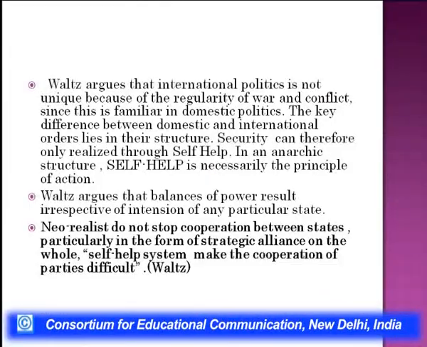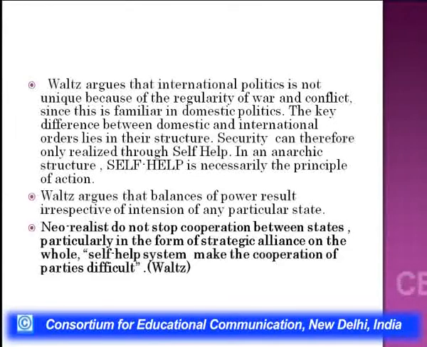Waltz argues that international politics is not unique because of the regularity of war and conflict. Since this is familiar in domestic politics, the key difference between the domestic and international orders lies in their structure. Security can therefore only be realized through self-help. In an anarchic structure, self-help is necessarily the principle of action. Waltz argues that balance of power results irrespective of the intention of any particular state. Neoliberalists do not rule out cooperation between states, particularly in the form of strategic alliances, on the whole. But a self-help system makes cooperation between parties difficult.